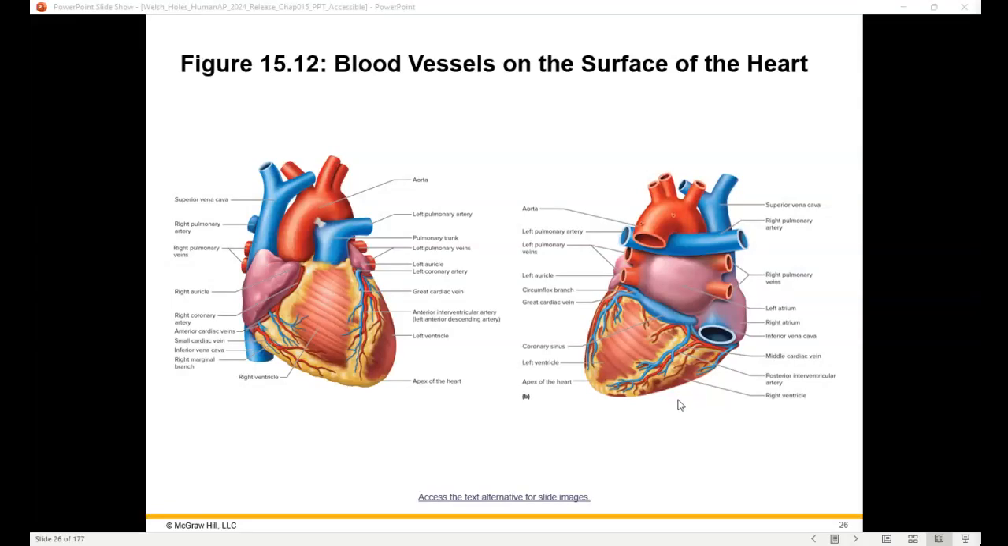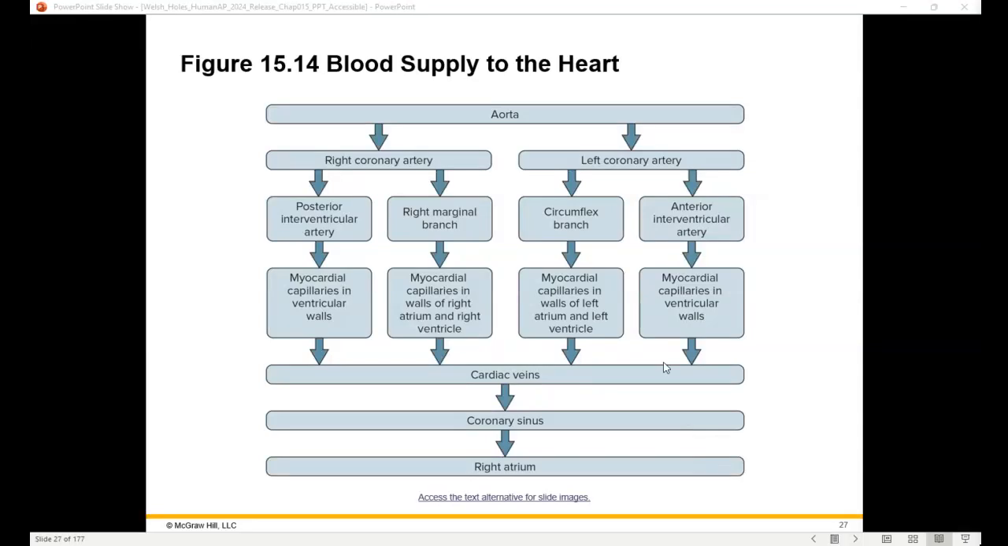And then if we look at the other side of the heart, you can see the coronary sinus, but you can also see the circumflex branch and the great cardiac vein. And on the other side, the middle cardiac vein and the posterior interventricular artery. This diagram shows the blood supply to the heart tissues.